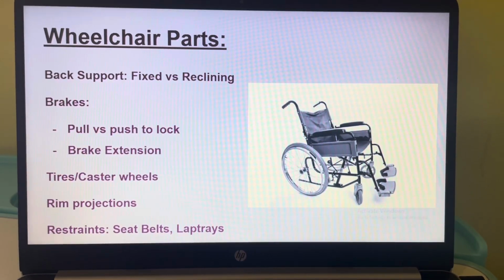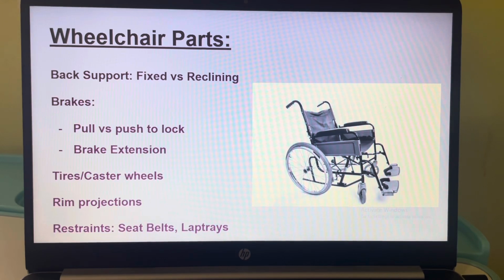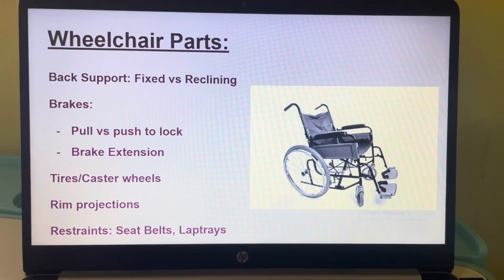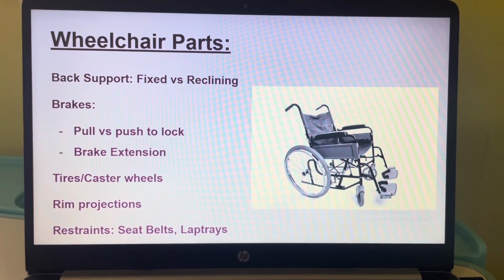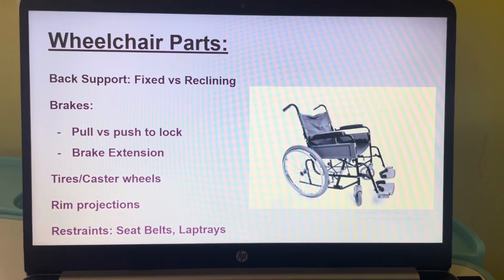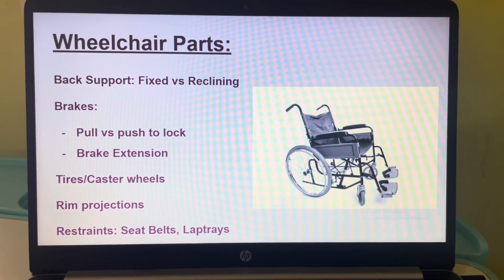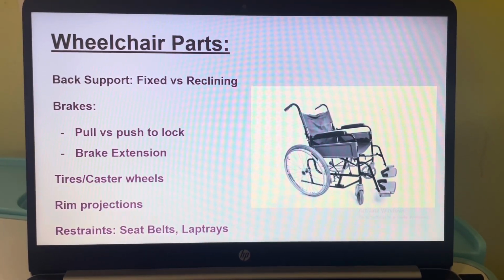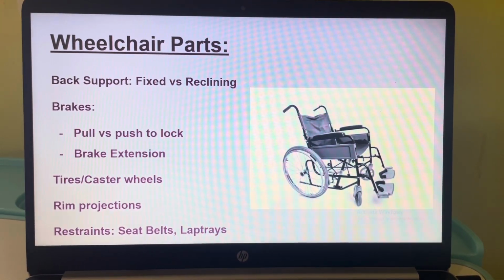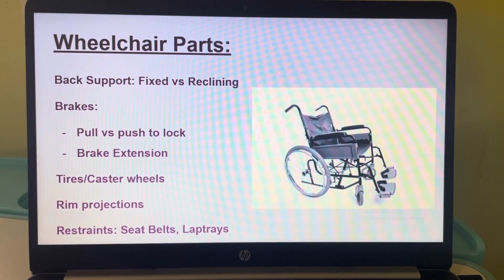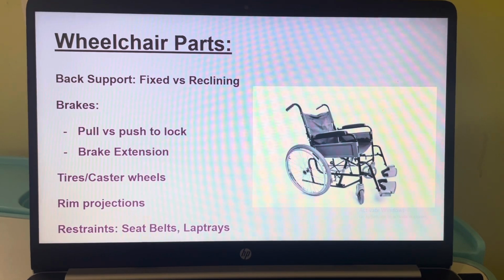An extension is recommended on the brakes for hemiplegic patients for ease in locking. The other parts are the tires and the caster wheels for movement. The rim projections are for self-propulsion. The seat belts are considered restraints nowadays and were used for people with impaired cognition or people who have tendency to slide forward in the wheelchair to minimize the risk of falling.